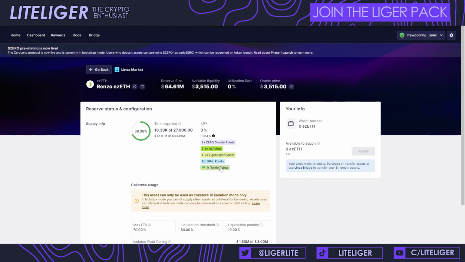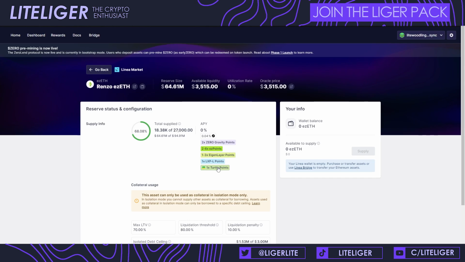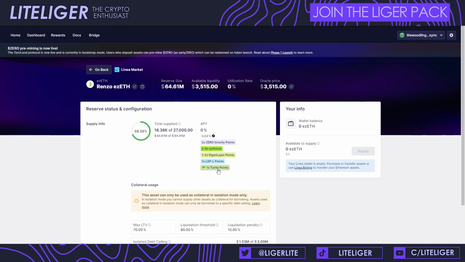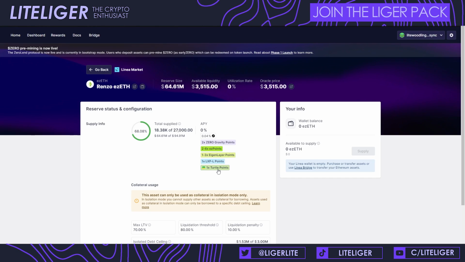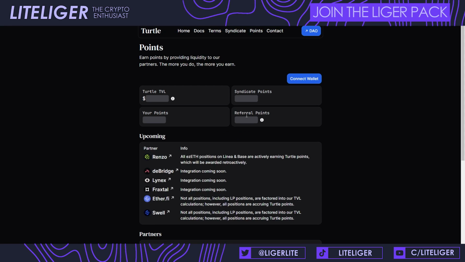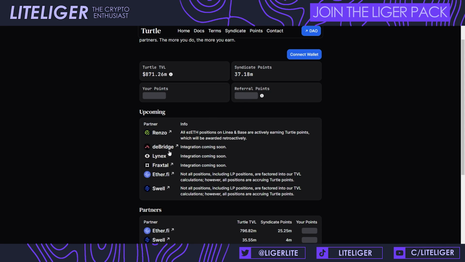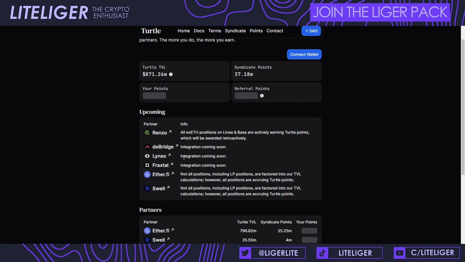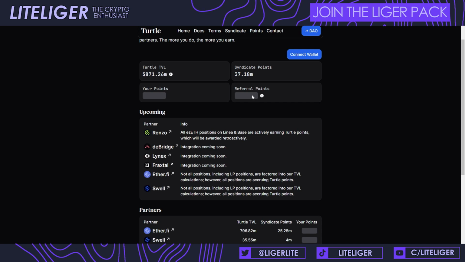And then we have Turtle points. You can use code RECON for signing on Turtle. Turtle is a point that you get by operating on certain specific DeFi protocols, but you have to sign up to get to the Turtle Club before you can get these points. And they got a couple of ones here, including deBridge, which we just mentioned.